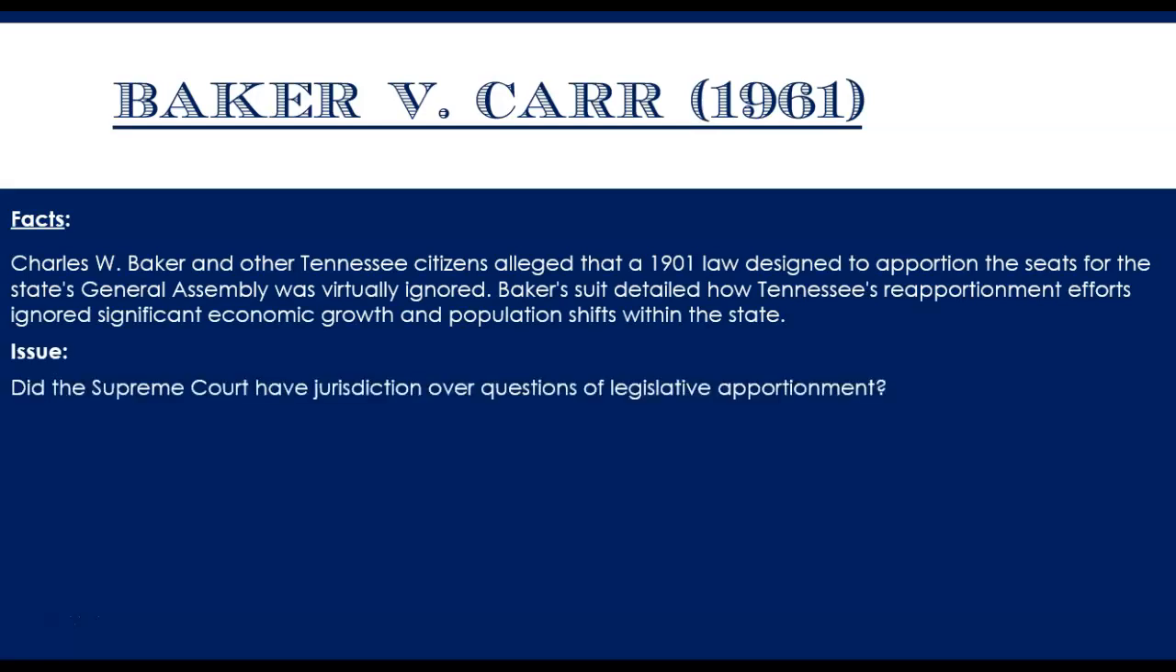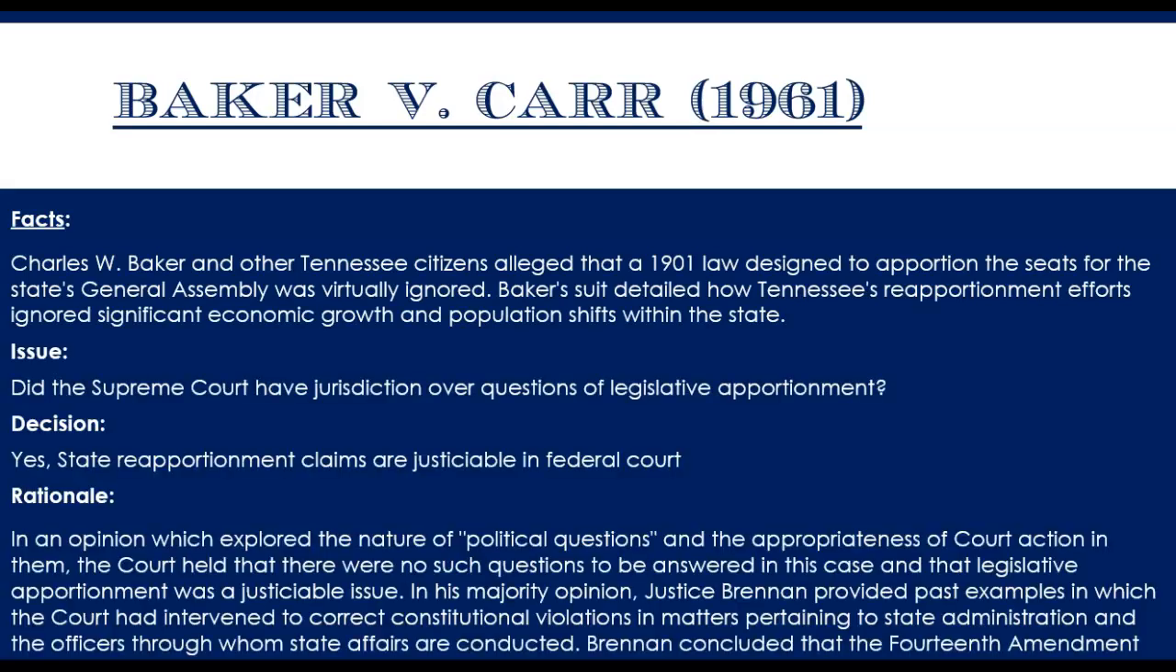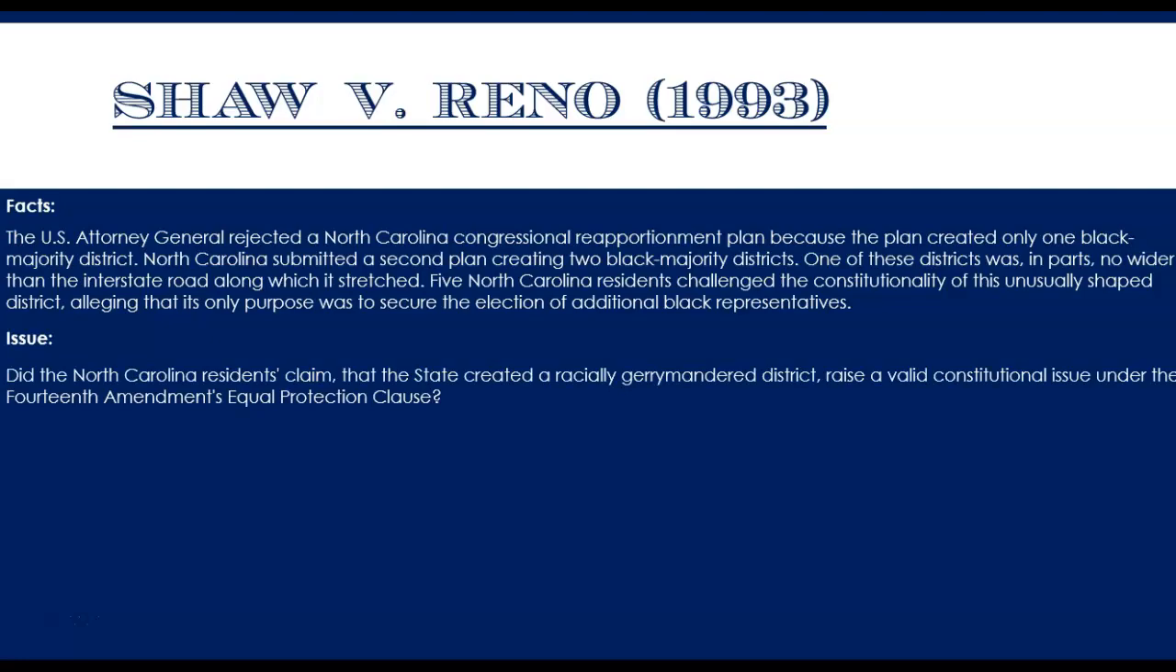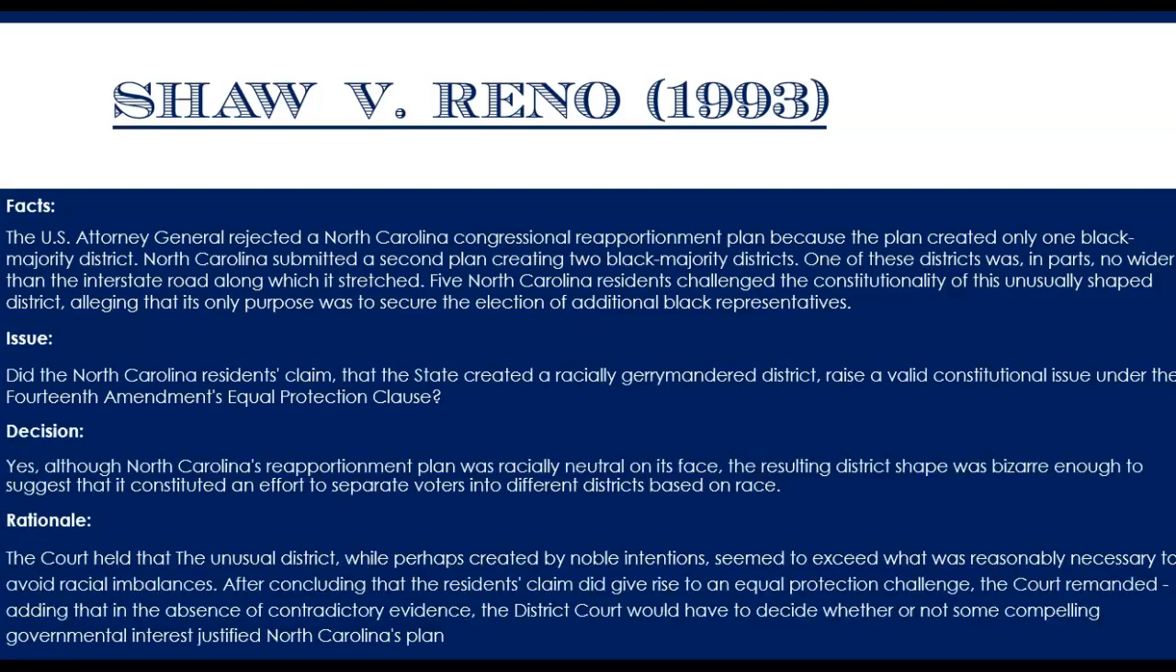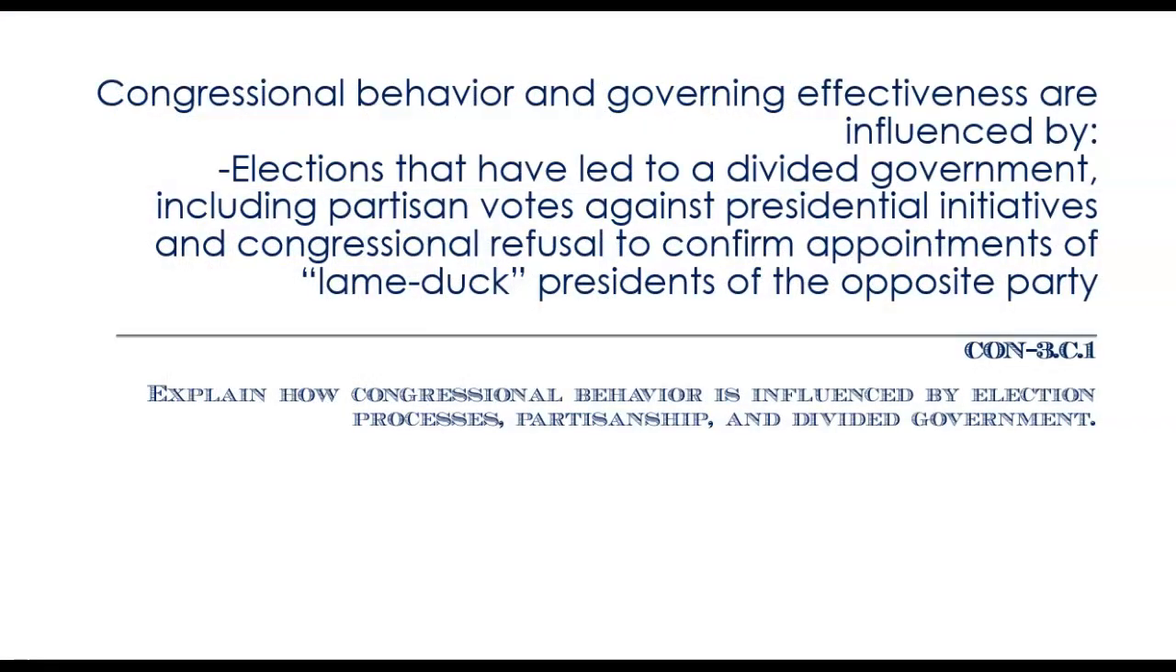All right, Baker versus Carr. This is one of your Supreme Court cases you need to know for this unit. Not going to really talk much about it. Just know that it basically dealt with apportionment. You'll learn about that more on your own. And then Shaw versus Reno dealt with gerrymandering. Like I said, you need to look at that on your own.